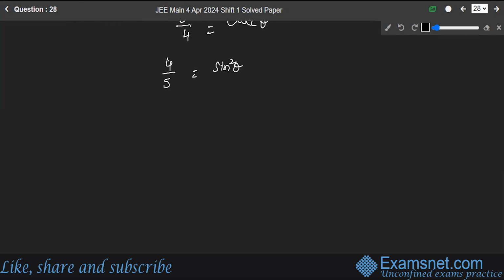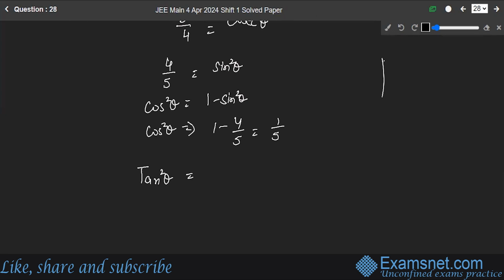So if sine square theta is equal to 4 by 5, I'll directly apply the formula. I'll find out first of all cos square theta is equal to 1 minus sine square theta. So you will have 1 minus 4 by 5, which is equal to 1 by 5. This is your cos square theta. Now tangent square theta is equal to sine square theta upon cos square theta, which is equal to 4 by 5 divided by 1 by 5, which is equal to 4.